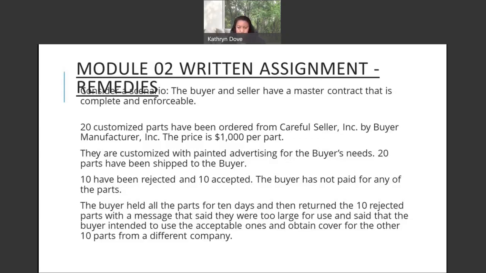What were the seller's duties? Were any of those breached? What were the buyer's duties under the contract? Were any of those breached? In the event that there's been a breach of contract, you should jot down what remedies are available to the seller, what remedies are available to the buyer.